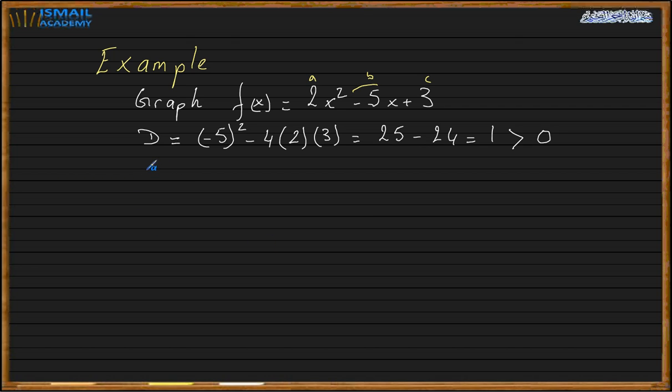Two x-intercepts, and a is greater than 0. You see what I'm doing here? I'm doing the discriminant and I'm looking at a. So now I know how the graph looks. I have two x-intercepts, the graph is facing up, is concave up, and we have a minimum point.